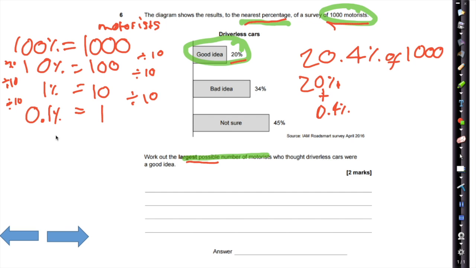And if we know that 10% is 100, then 20% is going to be 200. Just double 10% to get 20%, so double 100 to get 200. And if we have 0.4%, and we know that 0.1% is 1, we times that by 4 to give us 0.4%, which is 1 times 4, which is 4. So 200 plus 4, 204. So our largest possible number of motorists is 204.